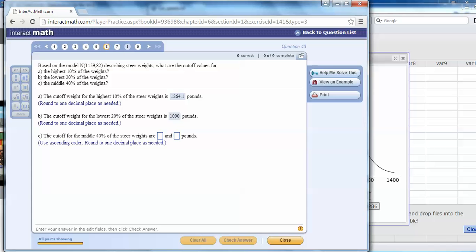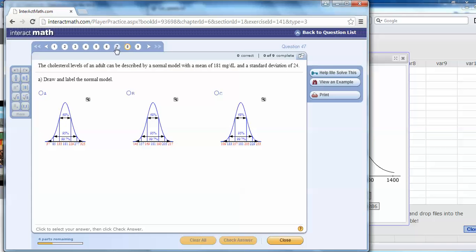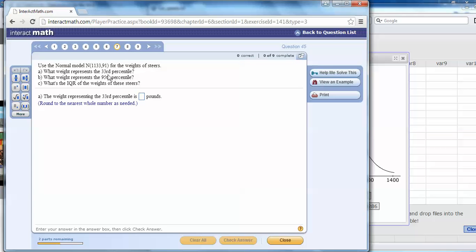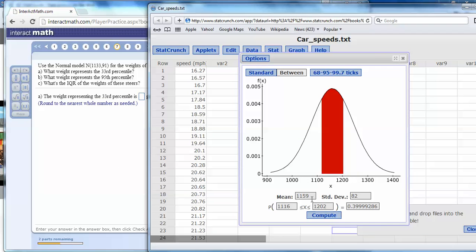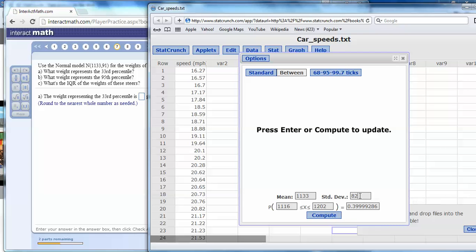And there was one more that had to do with percentiles. Here we go. The percentiles. Now again, this is the area. So let's go back to our density tool, and unfortunately we have a slightly different distribution, so I've got to put in the new mean and standard deviation. And I want the 33rd percentile. So I want to put in here the area. I want the area to the left to be 33%.